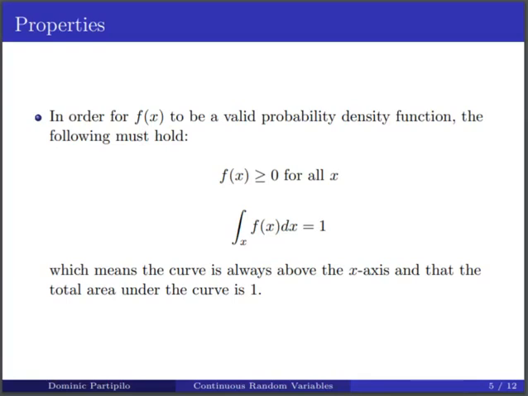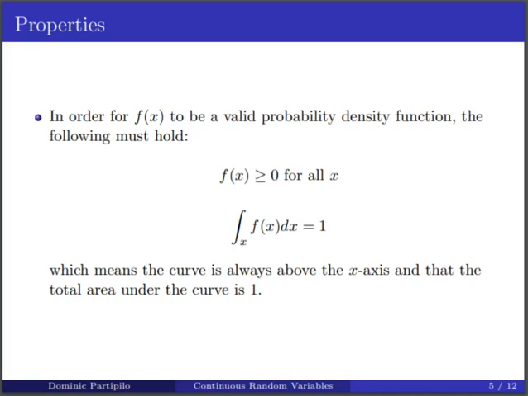Just like when we were talking about PMFs, we do have some properties that need to be satisfied in order for something to be a valid PDF. The first one here is that f of x needs to be greater than or equal to 0 for all x. And the second one here is that the integral over x of f of x dx needs to be exactly equal to 1.